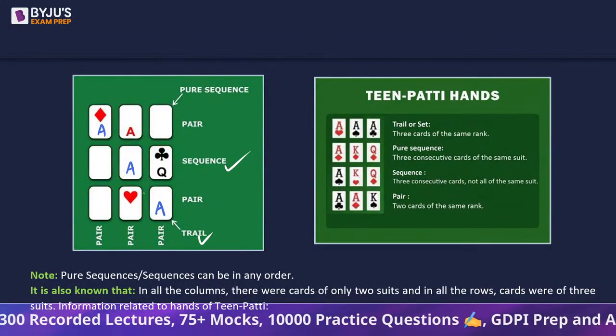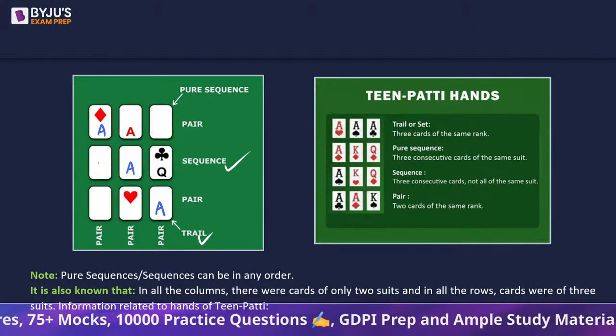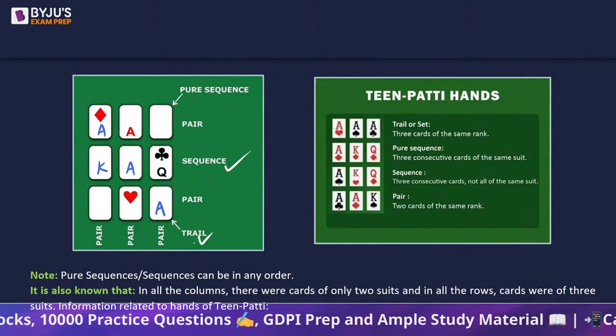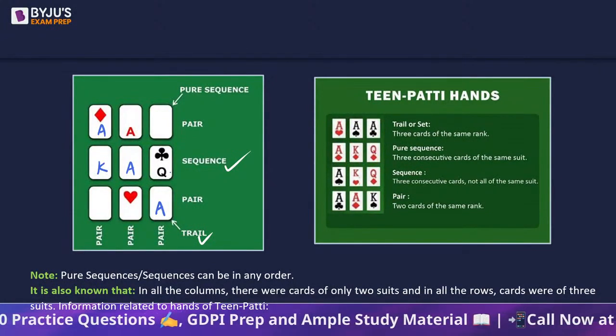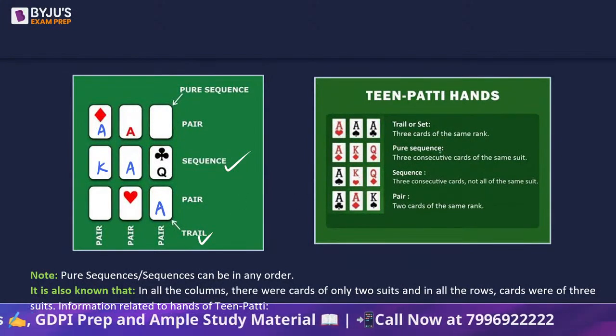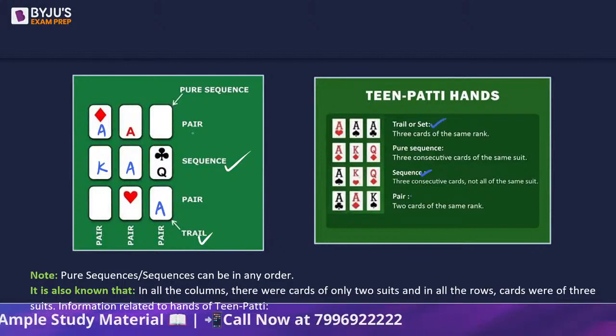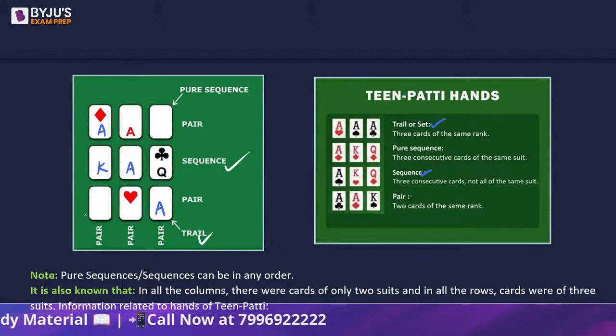Now, if this is all three aces, that means this sequence is supposed to give us a king, right? So that we have king, ace and queen. Now, we are done with this sequence type. We are done with the trail type. Now, let's look at the pure sequence.